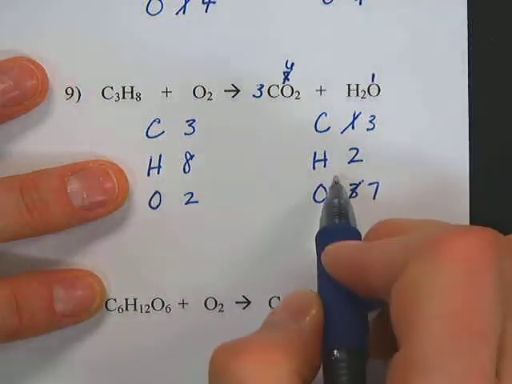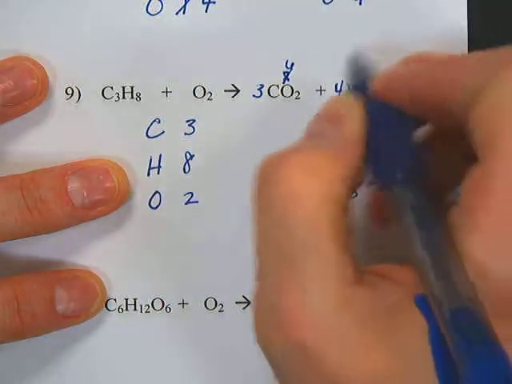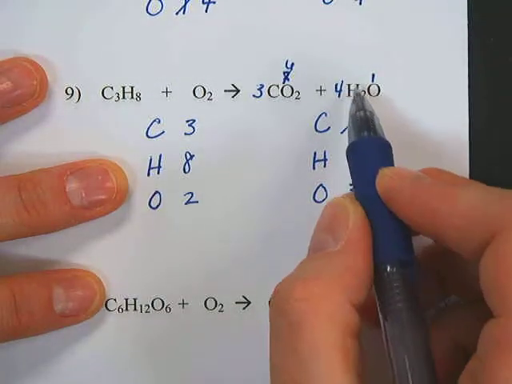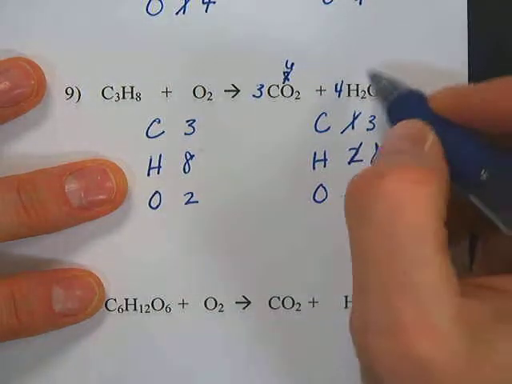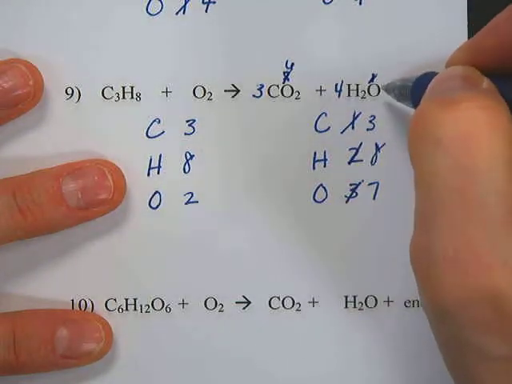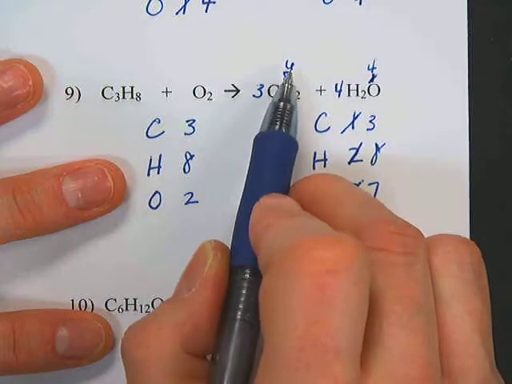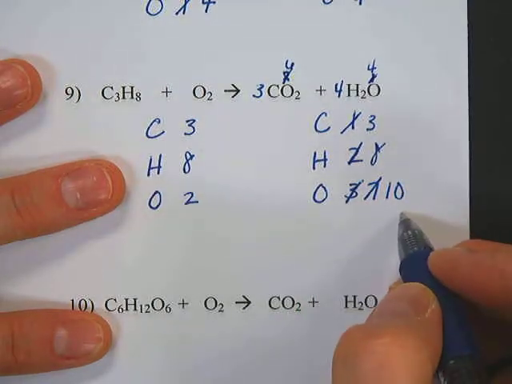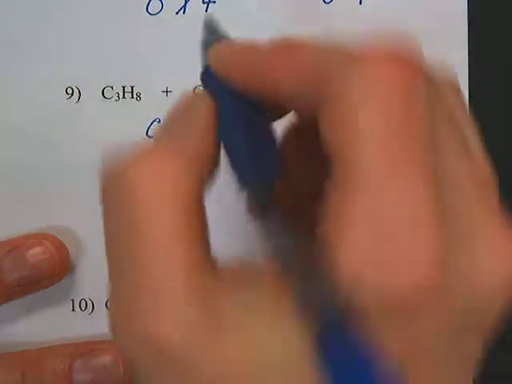Now let's fix the hydrogens. We're going to leave oxygen till last this time because there's an O2 right here by itself. So if we fix the hydrogens, we have 8 on the reactant side and 2 on the product side. So we're going to put a 4 in front of the water molecule right there so that we have 8 total atoms of hydrogen, because in those 4 water molecules, there are 8 total atoms of hydrogen, 2 in each of the molecules. That also changes the number of oxygen atoms that we have in water. So we have 4 total oxygen atoms in the water, and then we still have those 6 from the carbon dioxide.